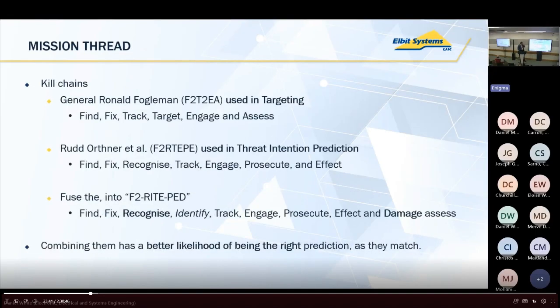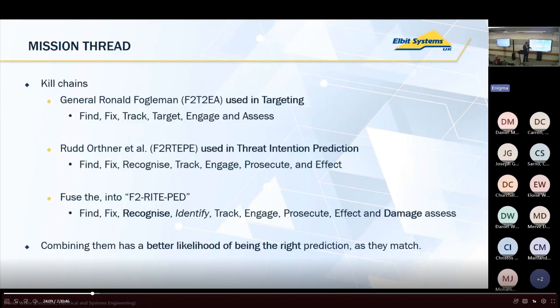The constraint models we're looking at are something called mission threads. Here's a very famous one by General Ronald Fogleman, which is find, fix, track, engage, assess. With reference to the last presentation, that was the steer I was giving towards having something that segments the intentions. There's another version of this by this really obscure person here, which I just brought out.